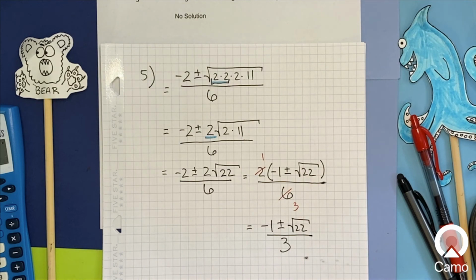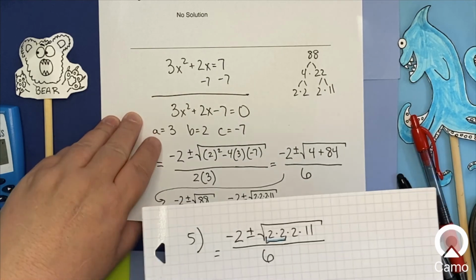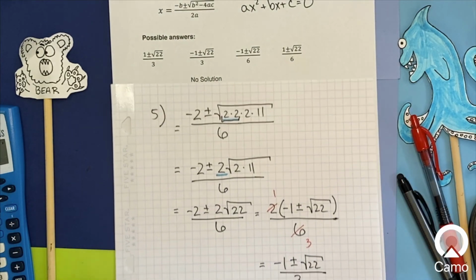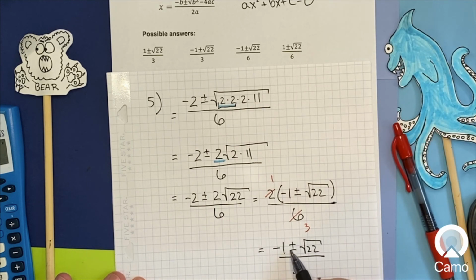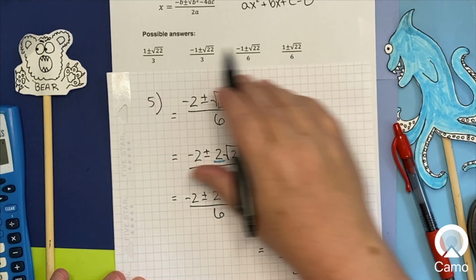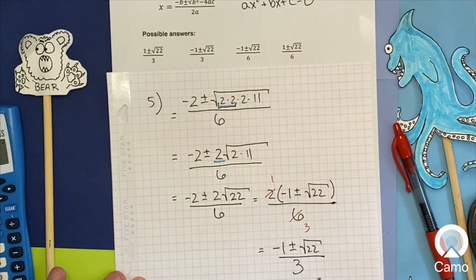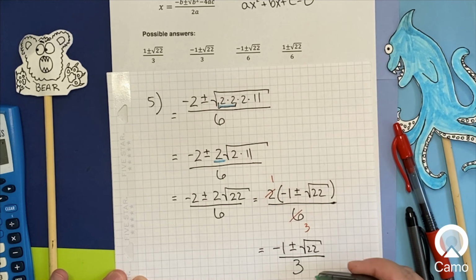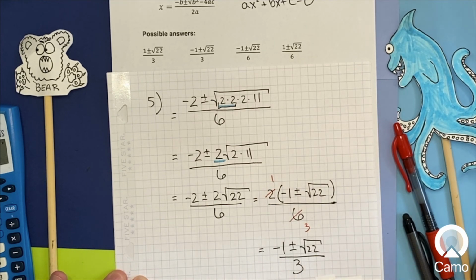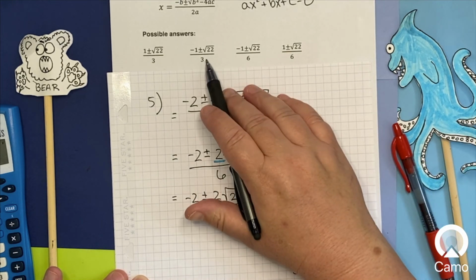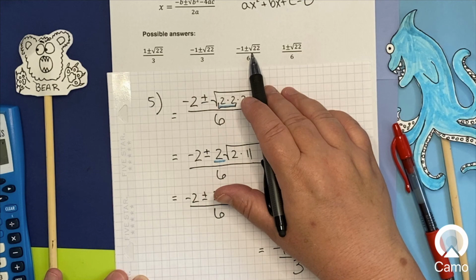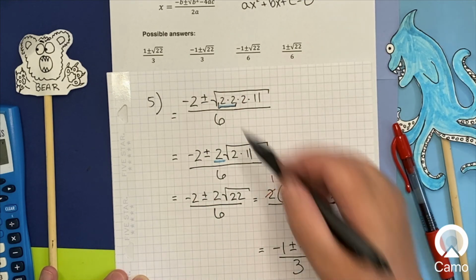Oh my goodness. Whew, that took a long time. And then let's go back up here. Can you see? You can kind of see both. -1. So it starts off with a -1. So we already know. Look at me trying to give you lots of options. Don't get fooled. Don't let me fool you. Okay, -1 plus or minus radical 22. So both of these have the same numerator. But what's the denominator? It's 3. Ah, so it's that one.